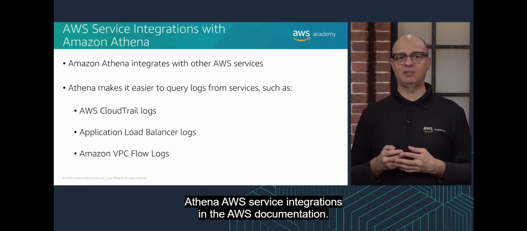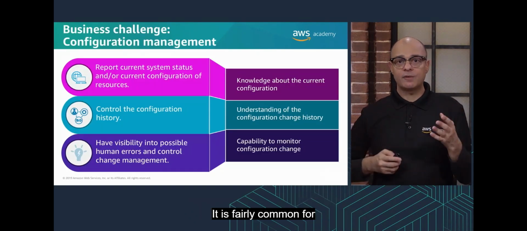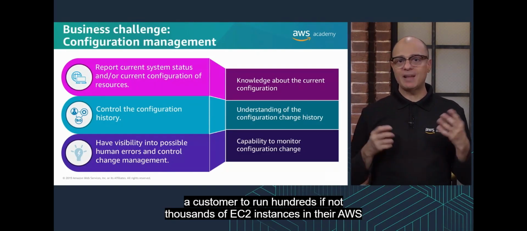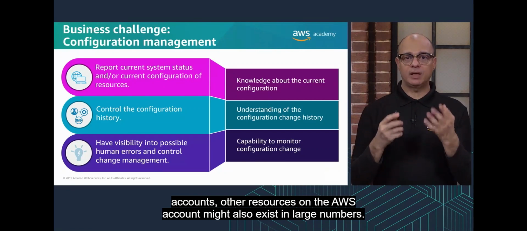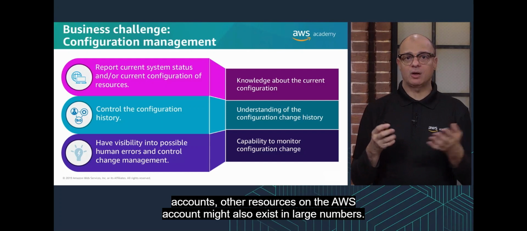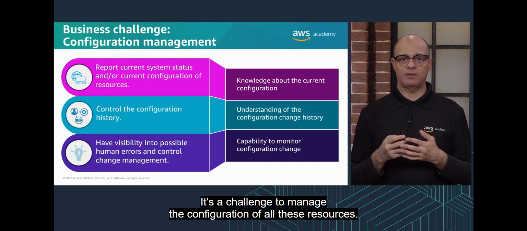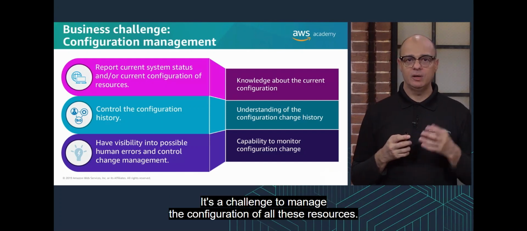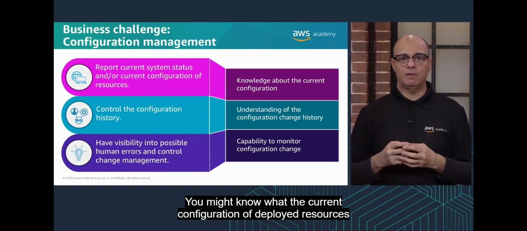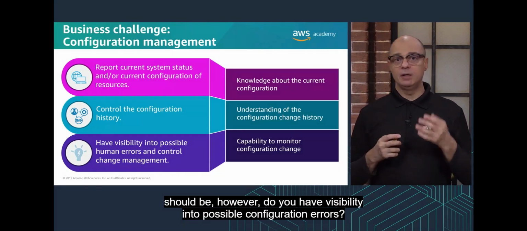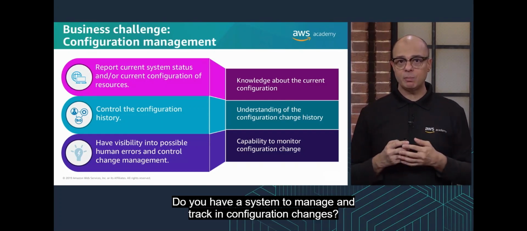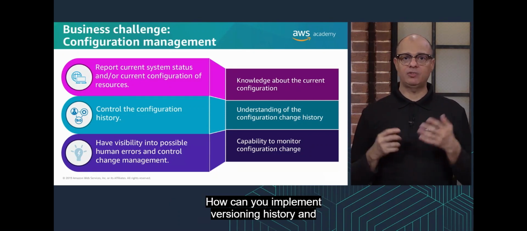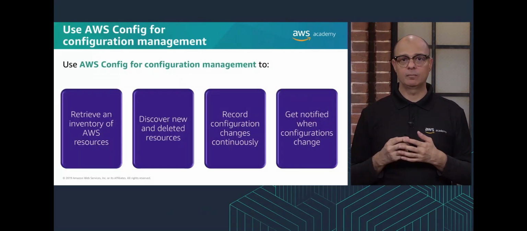It is fairly common for a customer to run hundreds, if not thousands, of EC2 instances in their AWS accounts. Other resources on the AWS account might also exist in large numbers. It's a challenge to manage the configuration of all these resources. You might know what the current configuration of deployed resources should be. However, do you have visibility into possible configuration errors? Do you have a system to manage and track configuration changes? How can you implement versioning, history, and change management of your infrastructure?